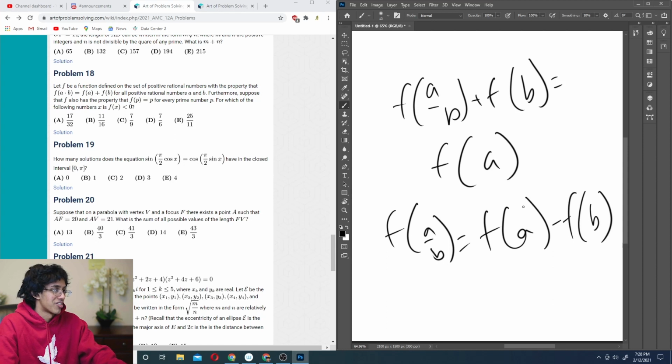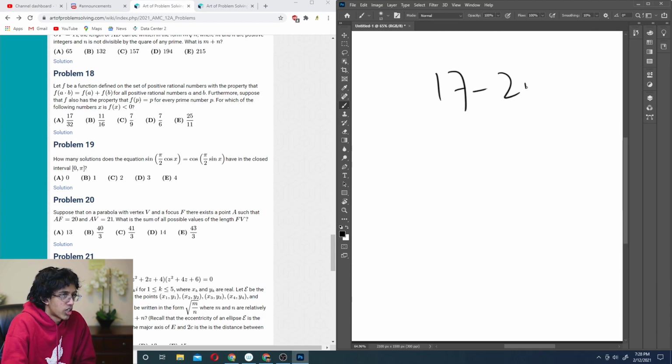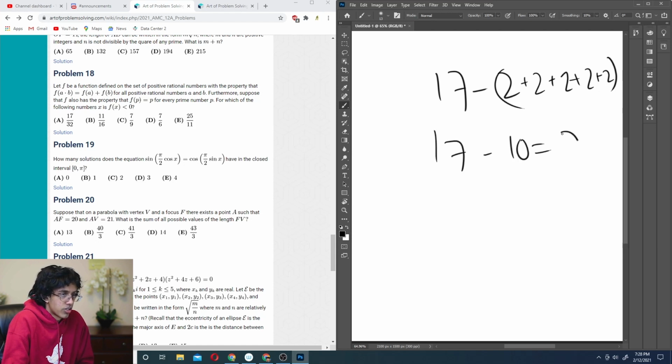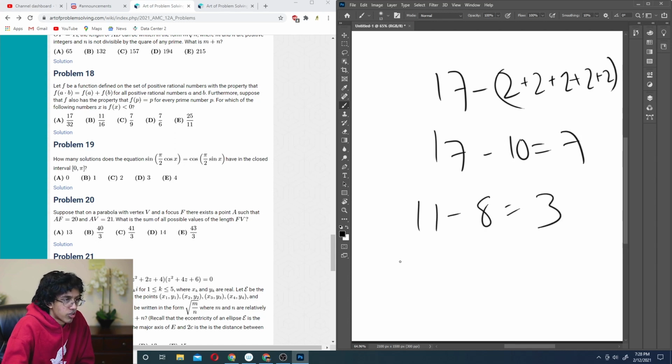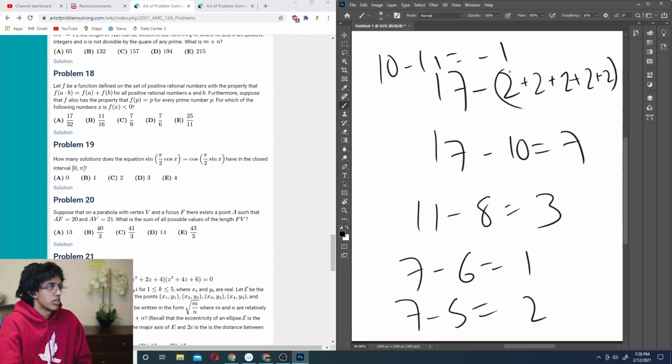So now if we apply this, we want the values less than 0, right? So our top is going to be 17, and then we subtract 2 plus 2 plus 2, as many 2s as there are in the prime factorization of 32, which is 5. So you just do 17 minus 10 is equal to 7. Then for the next one, it's 11 minus 8 is equal to 3. The next one is 7 minus 6 is equal to 1. Next one is 7 minus 5 is equal to 2. And the last one is going to be 10 minus 11 is equal to negative 1. So it is E. Epic.